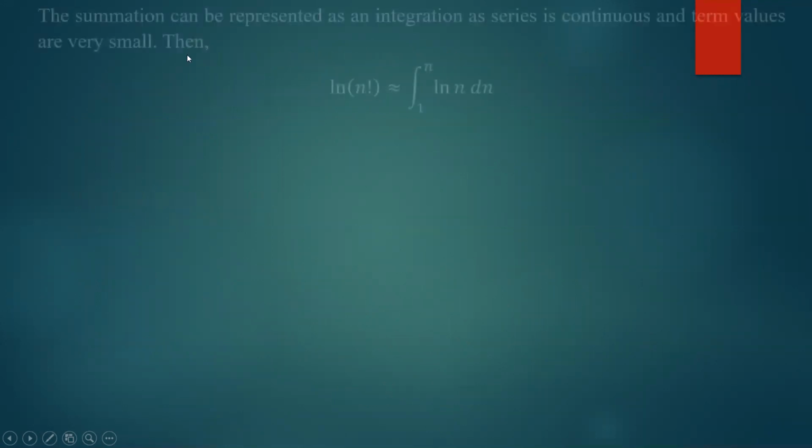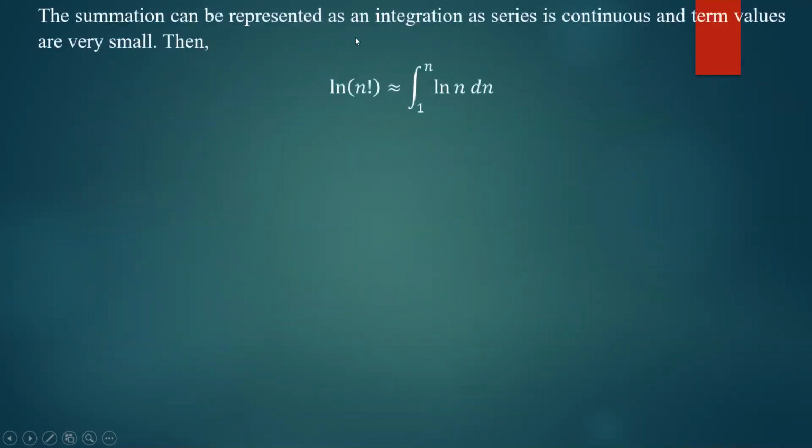Next step, what you have to do? The summation can be represented as an integration because n is very, very large. Therefore, the term values in that summation are very small. You can write that summation as an integration. Integration is nothing but the summation only, but it takes the summation by parts.